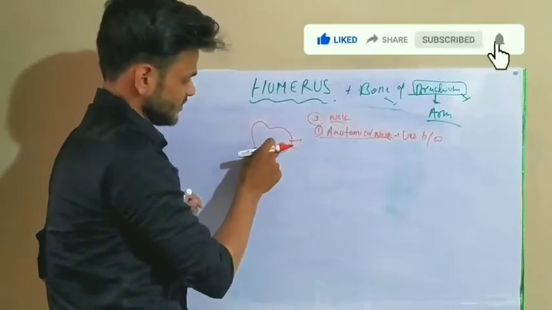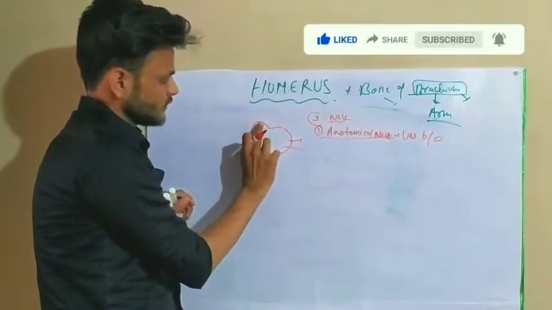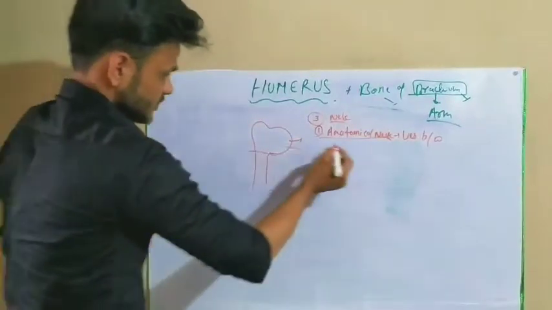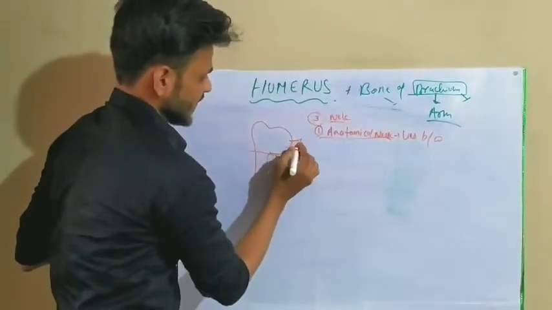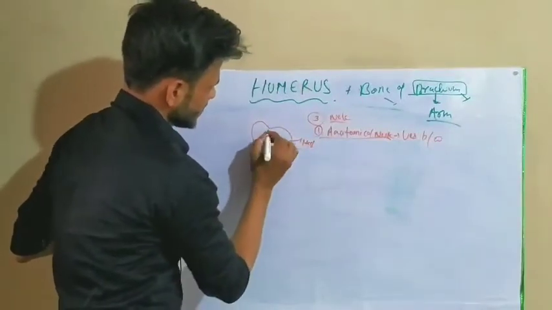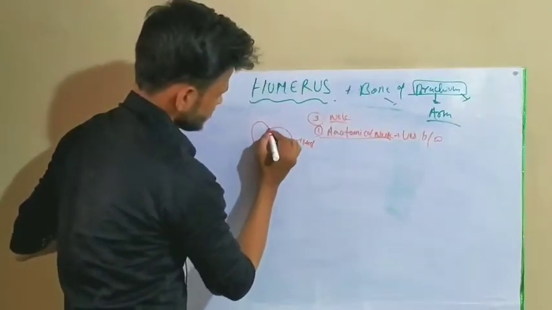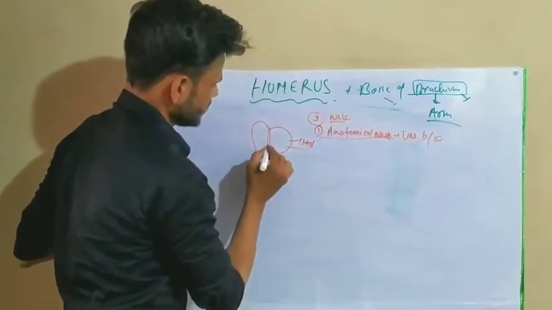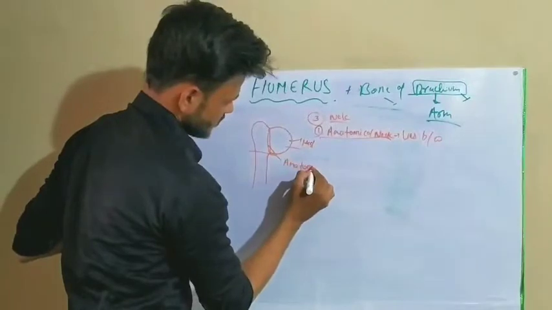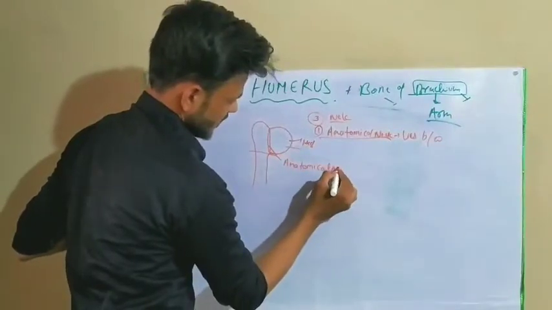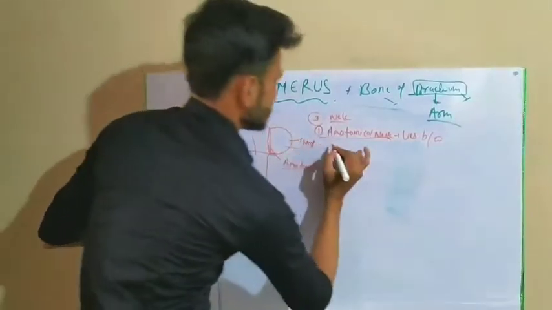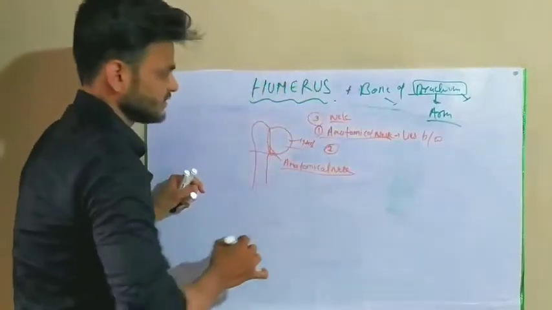And this is the rest part of the humerus. The neck lies between the head and the rest of the humerus. This neck is called the anatomical neck. This is the anatomical neck, and our second neck is present.